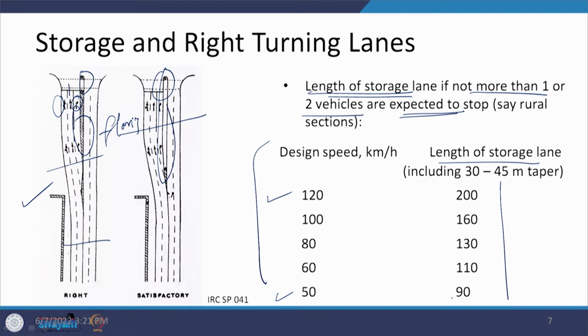And when we are talking about this storage lane, as I said, it is going to have a taper and then this type of situation. So, that is the total length which we are looking at, including a taper of 30 to 45 meters. So, that means this is 30 to 45 meters.